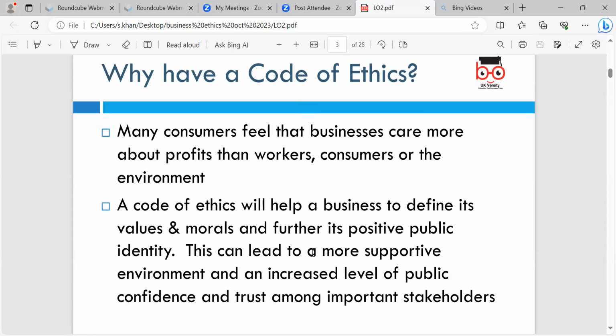Many consumers feel that businesses care more about profits than workers, consumers, or the environment. That is so true. I think people outside, you, me, anyone, thinks that the business are more bothered about profits than they are about the consumer or the environment. A code of ethics will help a business to define its values and its morals and further its positive public attitude. This can lead to a more supportive environment and an increased level of public confidence and trust among important stakeholders.